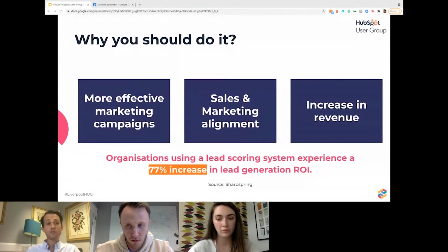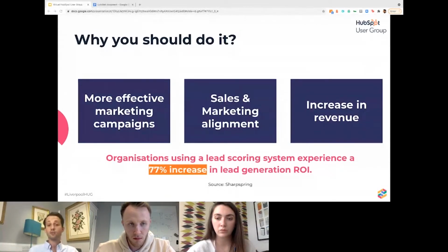The second reason why you should build a lead scoring system is sales and marketing alignment. The biggest contributor to a misalignment between sales and marketing is not having an effective lead scoring system. When your organization has a distinct rule set in place for scoring leads, you can ensure that every lead you pass on to sales will be qualified. That's going to strengthen the relationship between the two departments, facilitating better sales and marketing alignment.